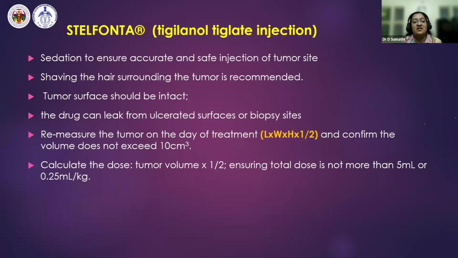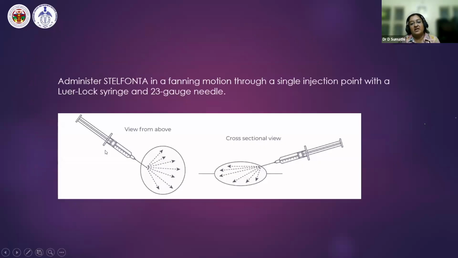So you have to measure the tumor volume. So you have to measure the length, width, and height, and multiply it by half, and you get the volume. And the volume should not exceed 10 centimeter cube. So in those tumors only you can use it, and calculate the dose as tumor volume into half, ensuring the total dose is not more than 5 ml or 0.25 ml per kg. So this is one of the drugs which is being used.